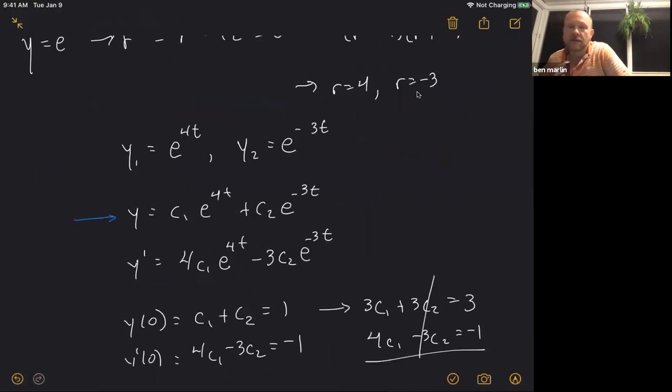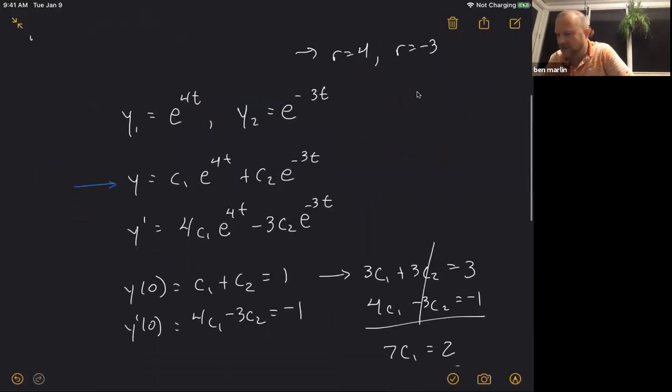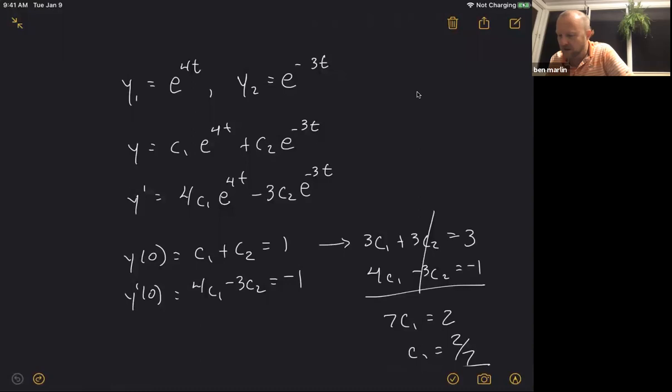Now, to take care of the initial values, we have to take the derivative. So that's pretty easy to do. Once you've got that derivative, though, you plug in the initial conditions you have, and when you plug them in, you've got c1 plus c2 coming out on the y of 0, and that needs to be equal to 1. And then 4c1 minus 3c2 for the initial condition with the y prime, and that is supposed to be equal to -1. So we have a system of two equations, two unknowns.